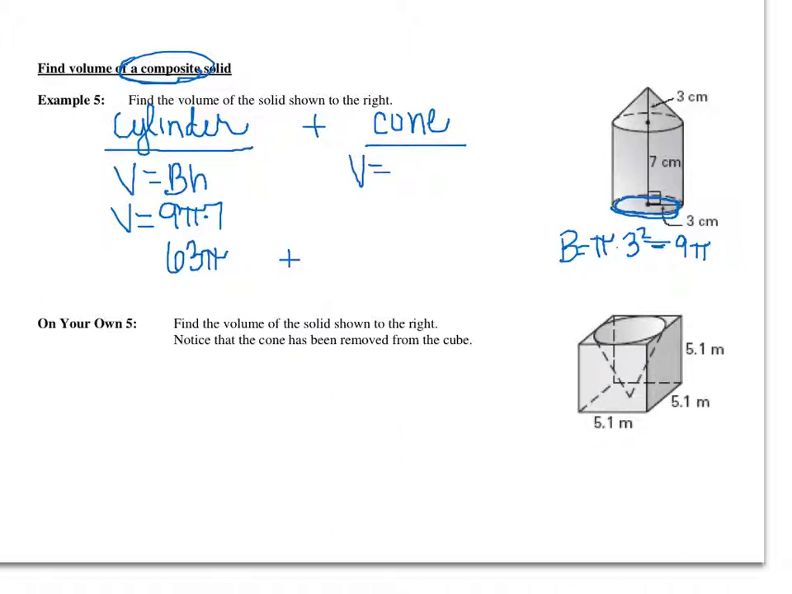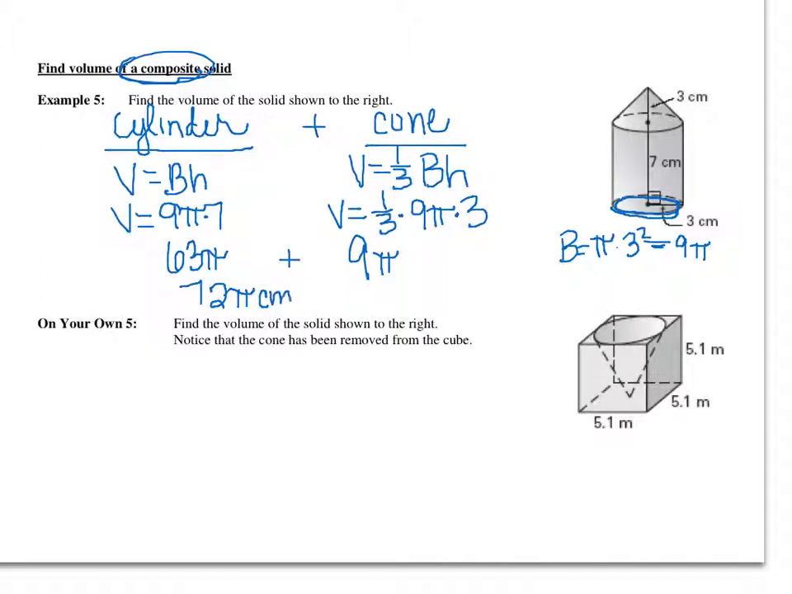The volume of a cone is 1/3 my base area times my height. So the volume of my cone is 1/3. My base of my cone is still 9 pi times the height of my cone, which is 3. 1/3 times 9 times 3 is just 9 pi. So I have 63 pi plus 9 pi, and if you add those together, you get 72 pi for my exact value, and my units would be centimeters cubed.